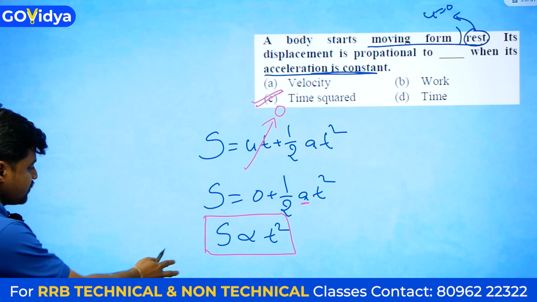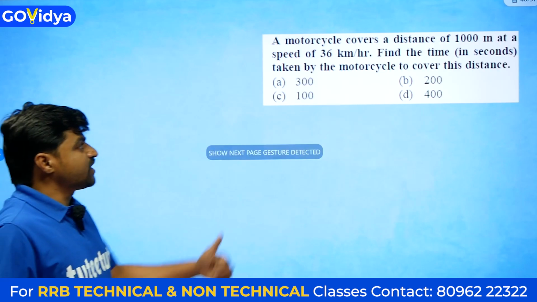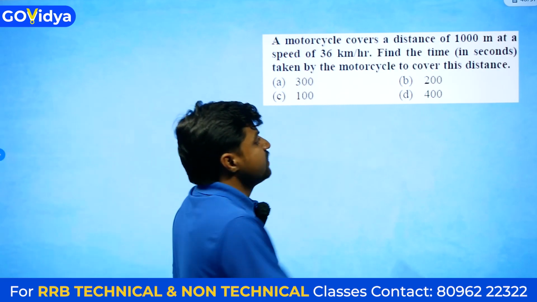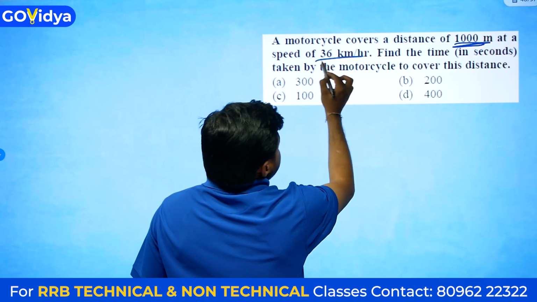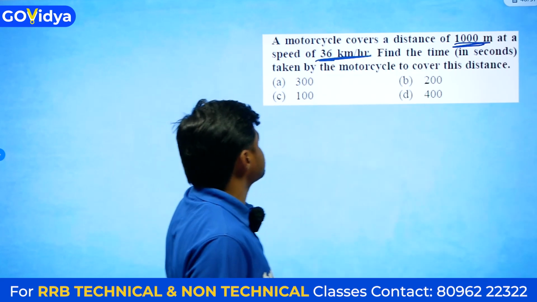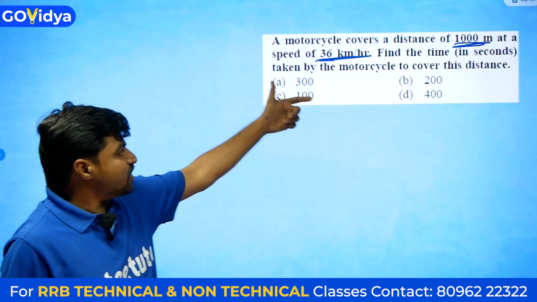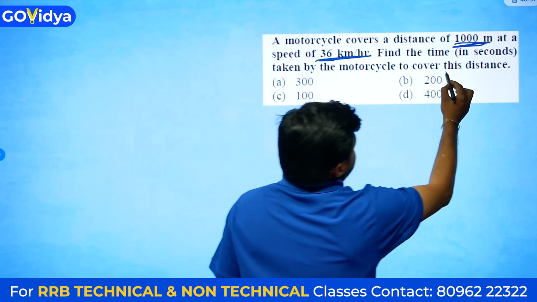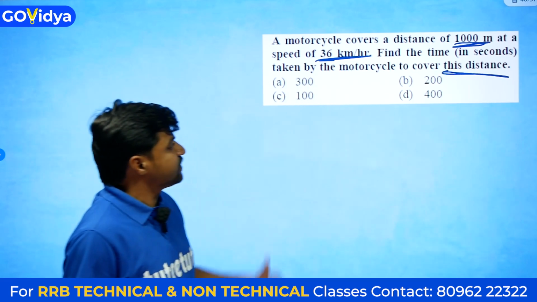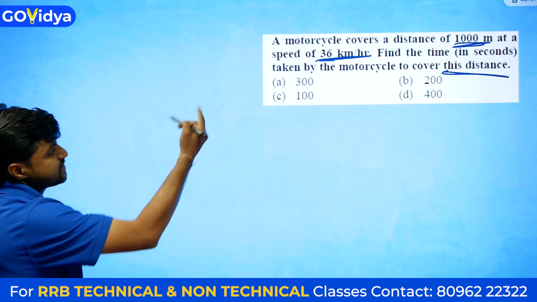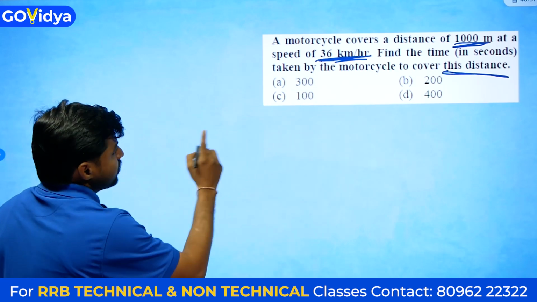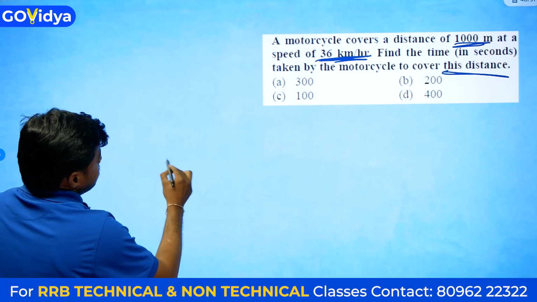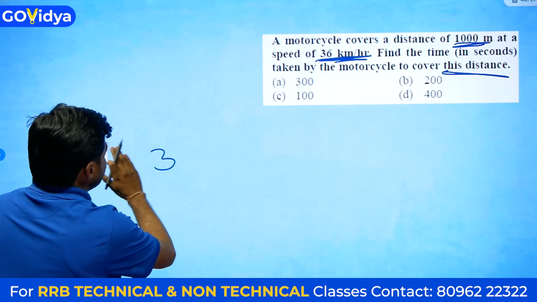Okay, next question. A motorcycle covers a distance of 1000 meters, okay, at the speed of 36 kilometers per hour. Find the time in seconds. Okay, time taken by the motorcycle to cover a distance. Okay, ఈ distance cover చేయడానికి ఎంత టైం పడుతుంది? Okay, time కనుక్కోమంటారు. Okay, speed is given in terms of kilometer per hour. Okay, we have to convert into meter per second. 36, I will write the formula first.